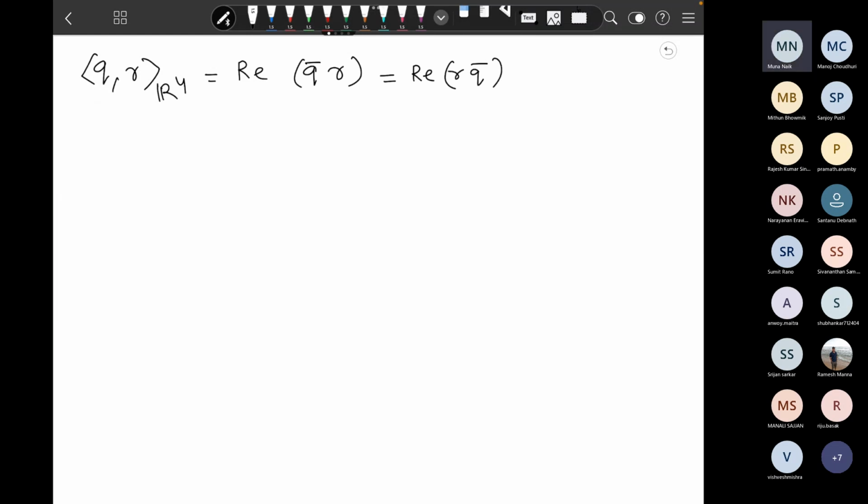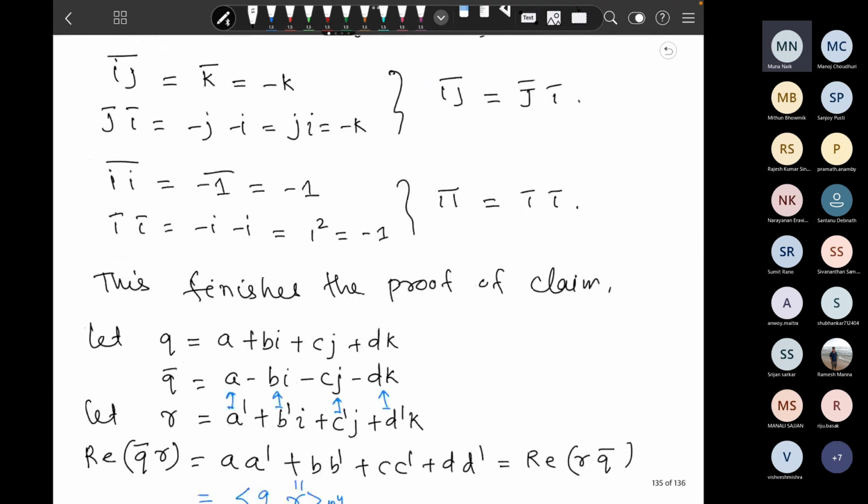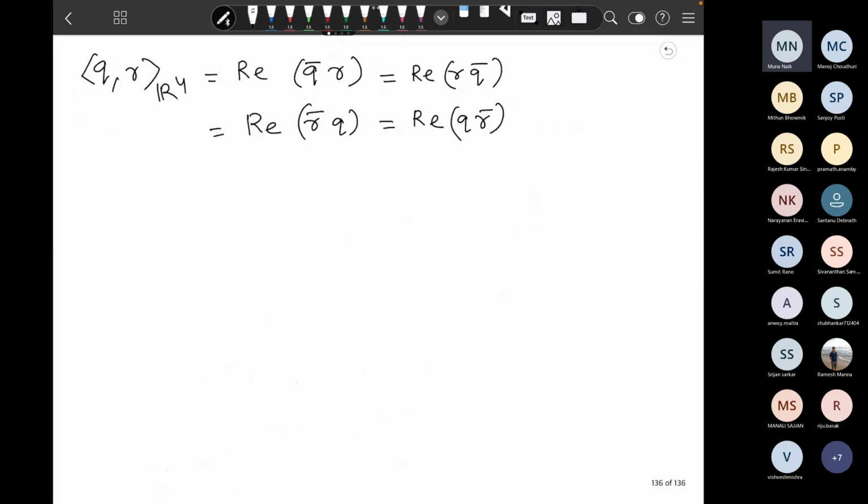Now, this is the same thing as the inner product RQ in R4. So that means I can interchange the role of R and Q. So the real part of R bar Q is equal to the real part of Q R bar. Let me erase this. I call this property number 7.